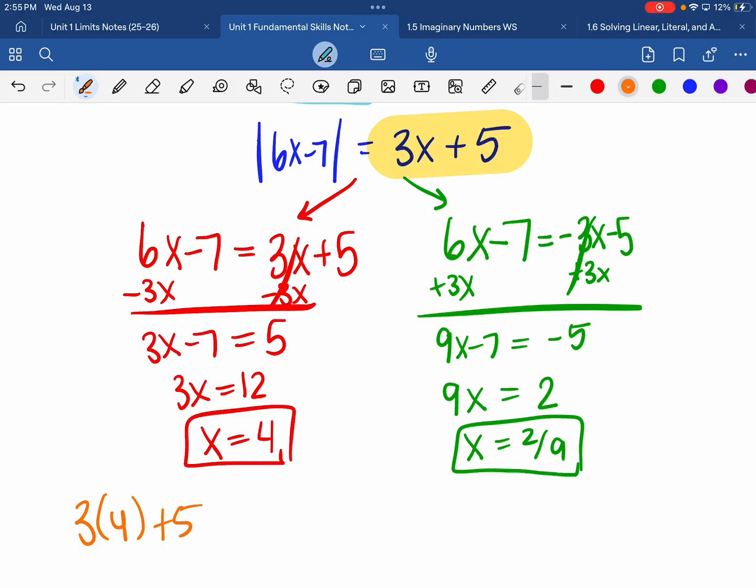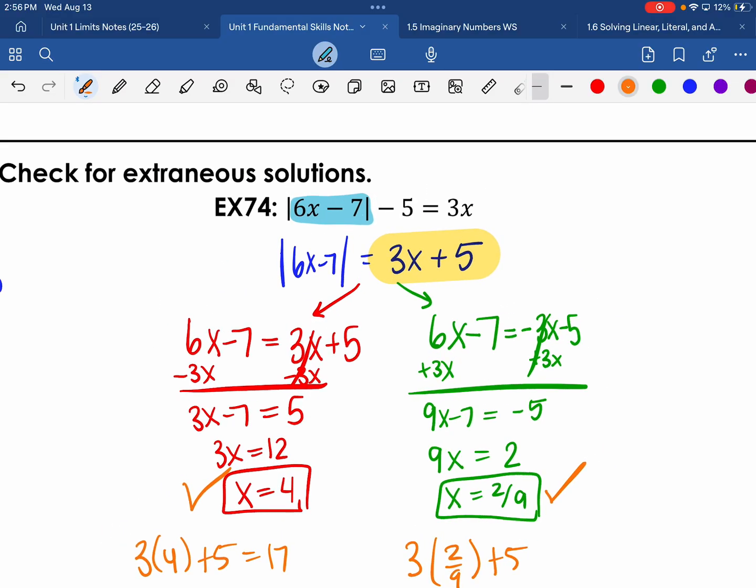So when I plug 4 into the thing I highlighted, what the absolute value equals, 3 times 4 plus 5, 17. Is that negative or positive? Positive. So will 4 work? Yes, as long as it's not negative, it's good. When I plug in 2 over 9, let's say you're not even good with fractions, but would that be a positive or negative? Positive, because you get a positive times a positive, which is a positive, plus another positive, it's still positive. So you don't even need to know the number, I just need to know if it's positive or negative. Since that's positive, that one will also work. So when you have two things over here, like an x and a number, make sure you check for extraneous solutions. Does that make sense?